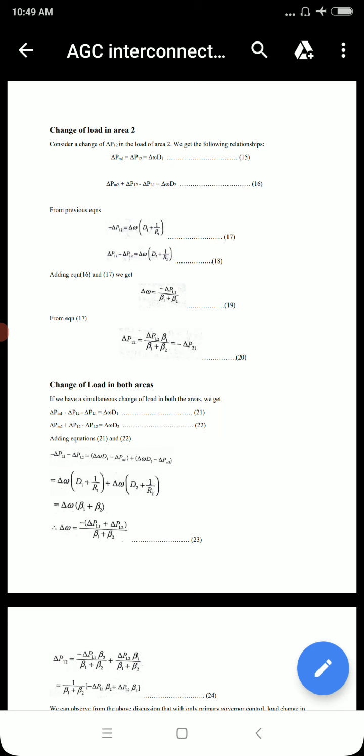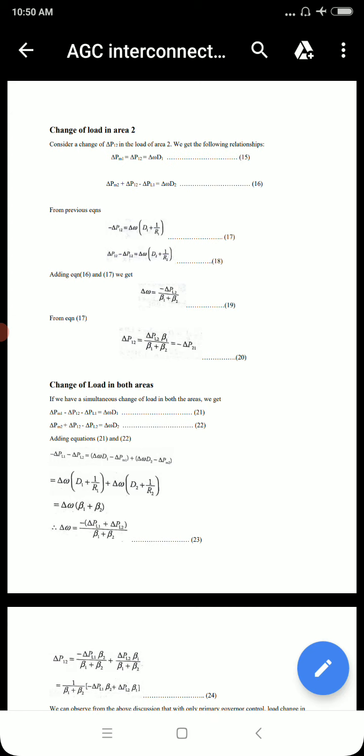Now we will see change of load in both areas. If we have a simultaneous change in both the load areas, we get delta PM1 minus delta P12 minus delta PL1 is equal to delta omega D1, and delta PM2 plus delta P12 minus delta PL2 is equal to delta omega D2. So 21 and 22 are the two equations we get.